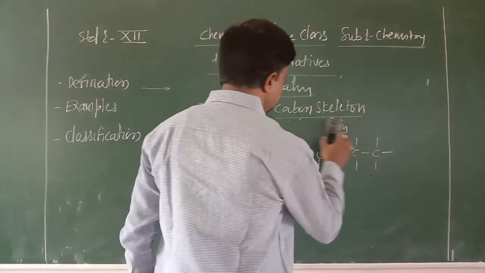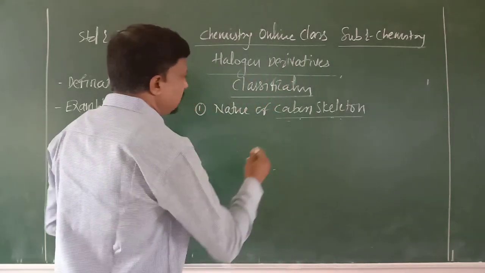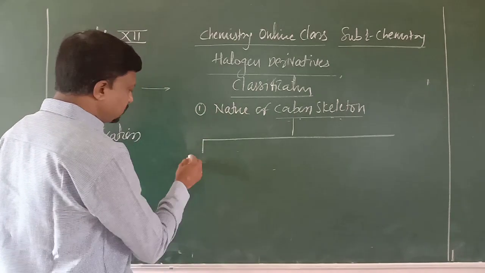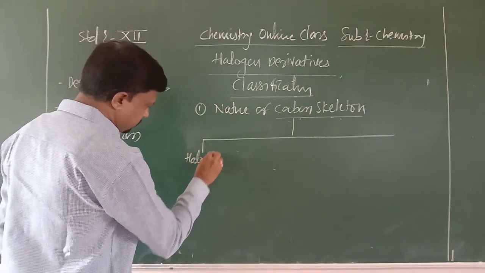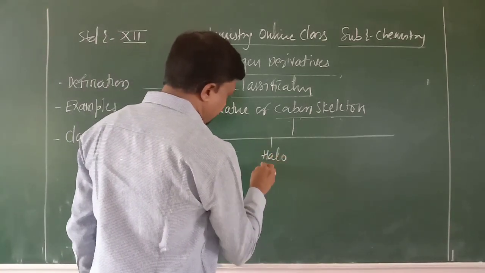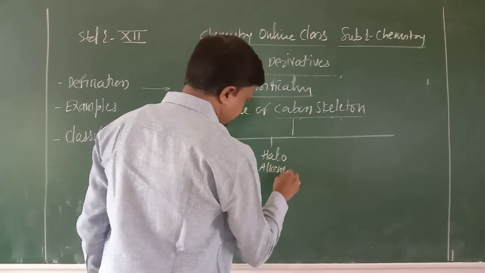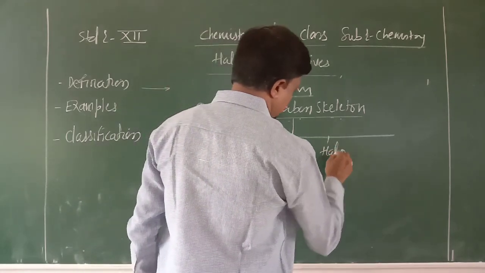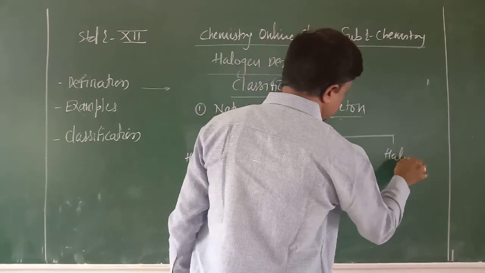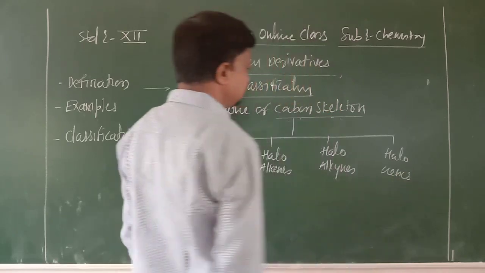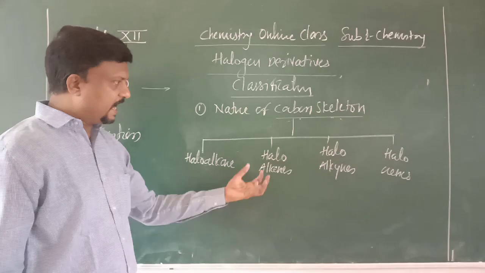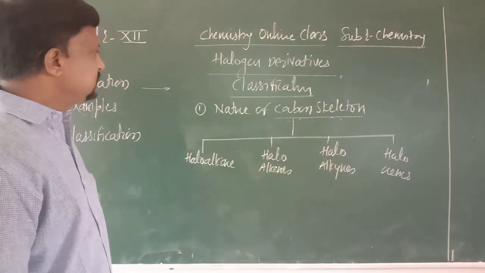Now see the first. According to this way, the halogen derivatives are classified into four types called haloalkanes, haloalkenes, haloalkynes, and haloarenes. These are the four types.